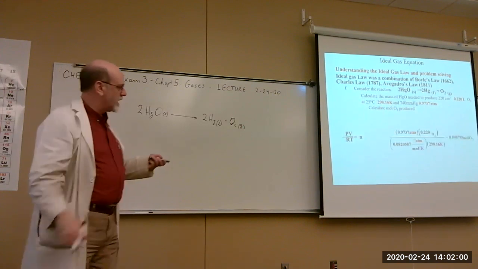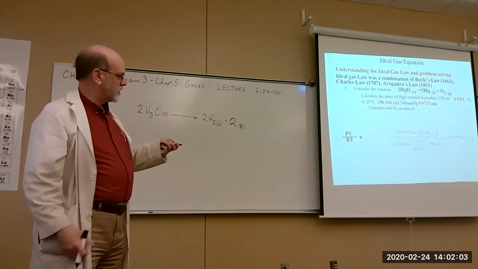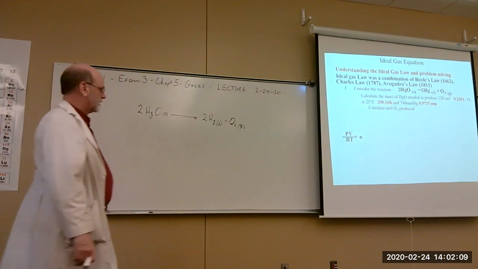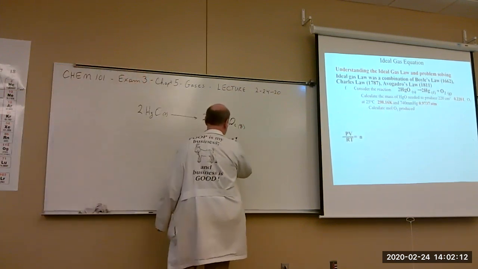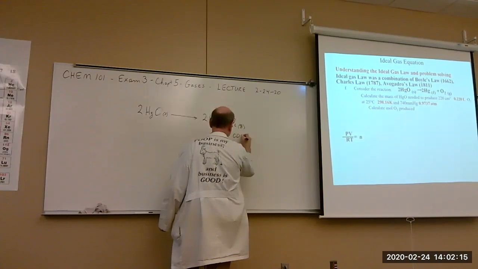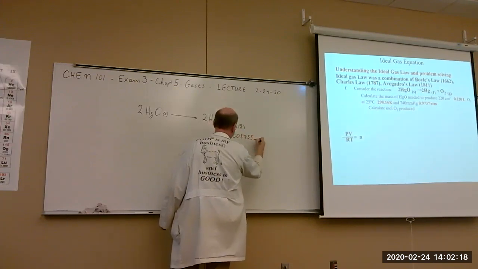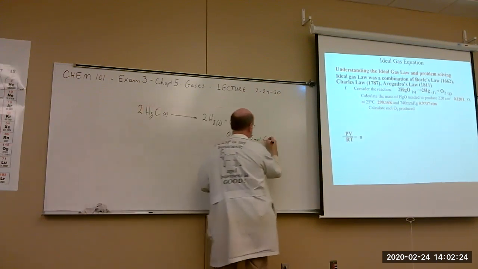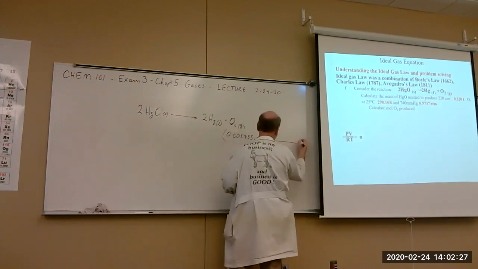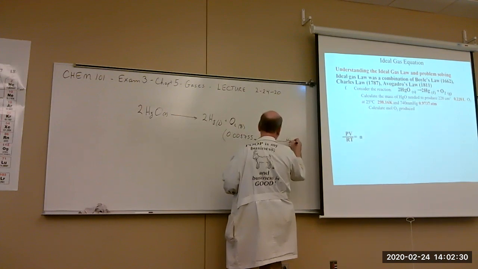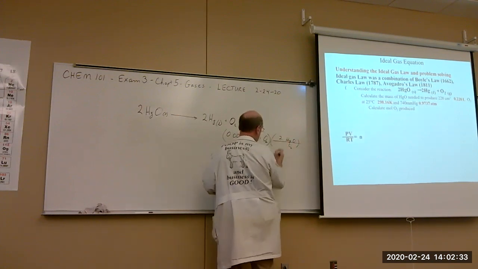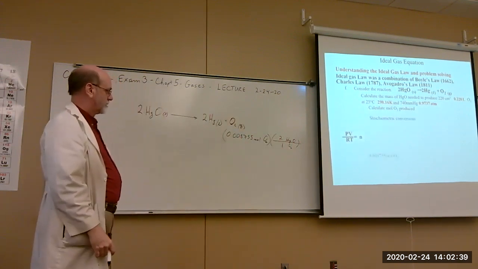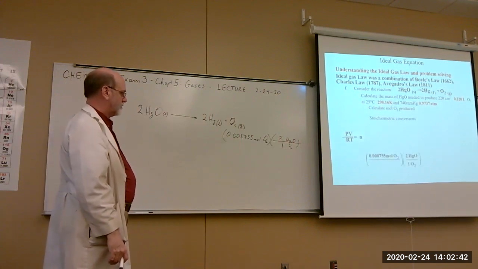We have 0.00875 moles of oxygen. Now that we know how many moles, we just set up a conversion. So this is oxygen, and the conversion is oxygen to mercury 2 oxide. The coefficients there are 1 and 2, so it's 2 times that value.